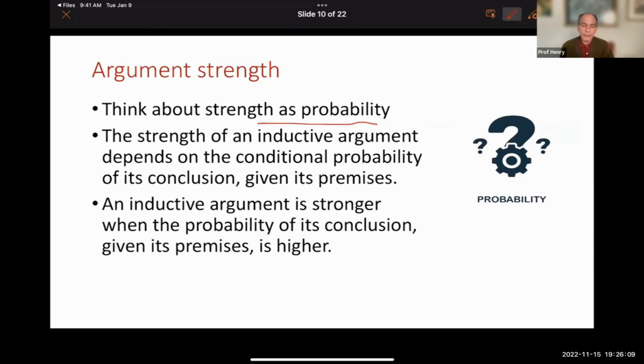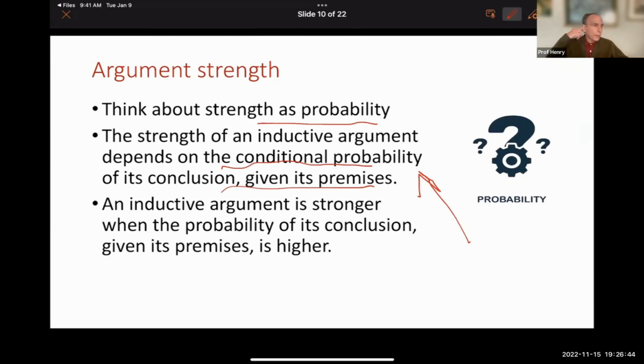Think about probability. The strength of an inductive argument depends on the conditional probability of its conclusion, given its premises. Again, we're not aiming for certainty. The best that we can do is for the conditional probability to be high. Just like in science, when we have a p-value of less than 0.05, that's a conditional probability, right? We could be wrong 5 times.